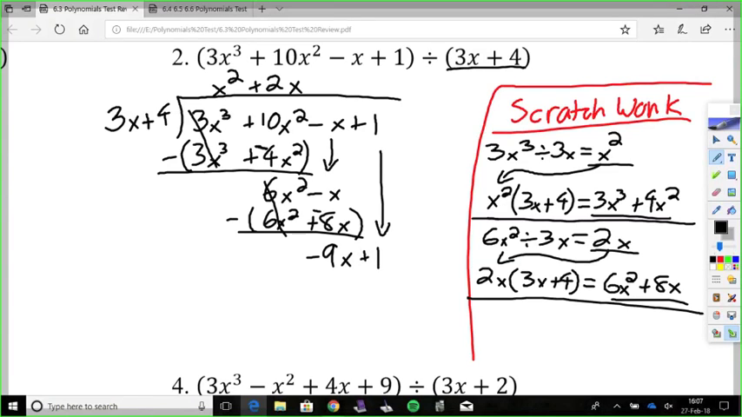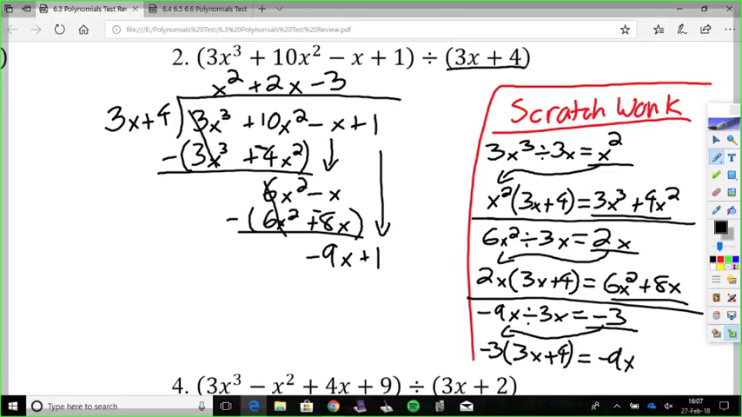Start from the beginning, the first term on the inside, which is now negative 9x, divided by the first term on the outside, which is 3x. That's going to equal negative 3. The x's cancel. That negative 3 goes on top. And we take that negative 3 and we multiply it to the polynomial on the outside, which is 3x plus 4. So distribute, we'll have negative 9x minus 12. And we'll take that product, we'll put it back in the problem, negative 9x minus 12.